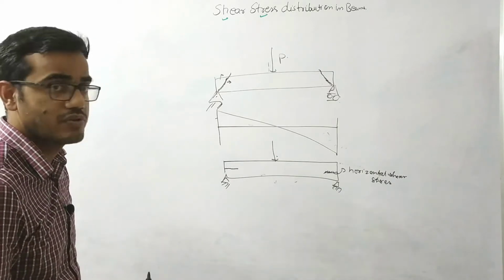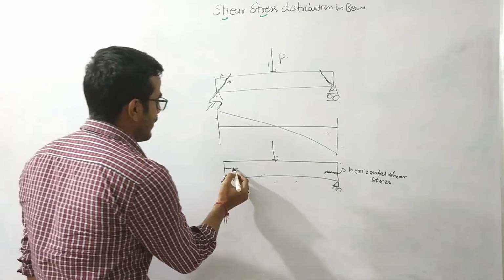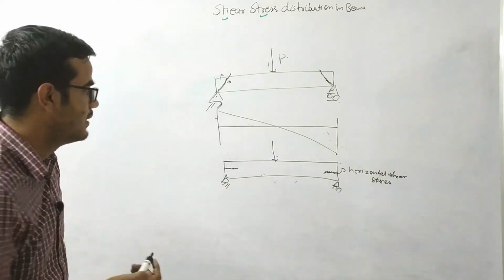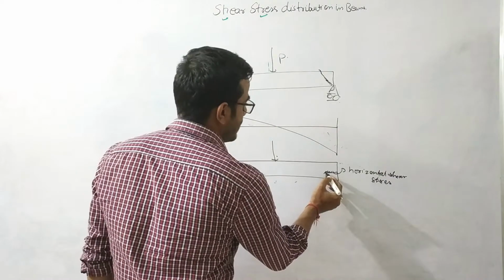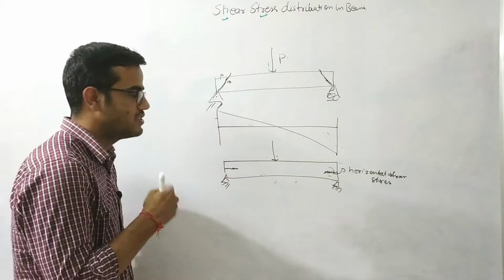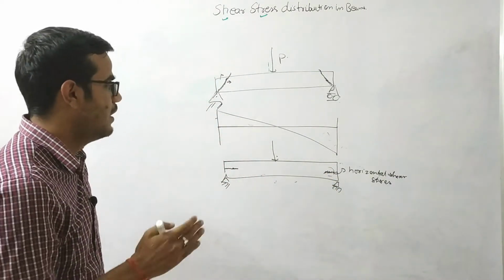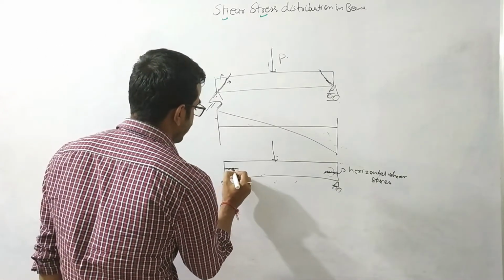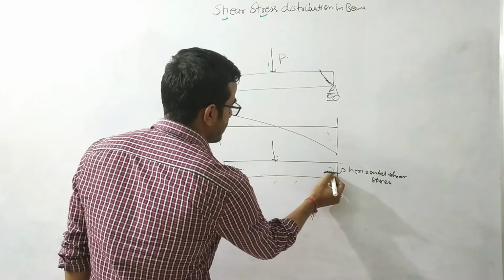Horizontal shear stress is also generated. If the wooden fibers are not able to provide the required shear resistance, then this horizontal stress may exceed the resistance provided by the fibers. If that exceeds, then it may result in the failure of the beam like this. This is my failure frame.